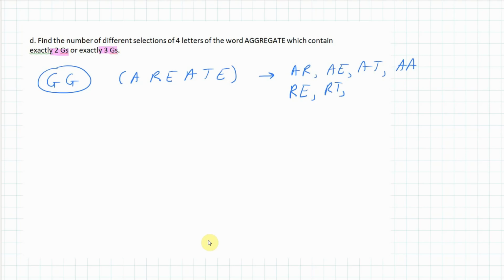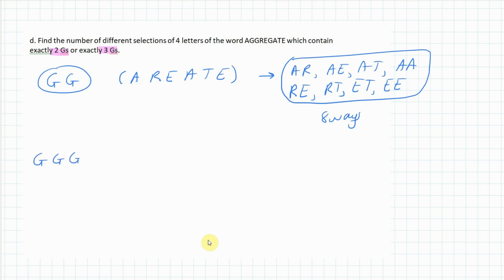And then I can go with E's. So E, I've already got EA, I've already got ER, but I don't have ET, and I don't have EE. Now I've got almost everything, I think. In fact, I have got everything. So how many have we got there? 8 ways.